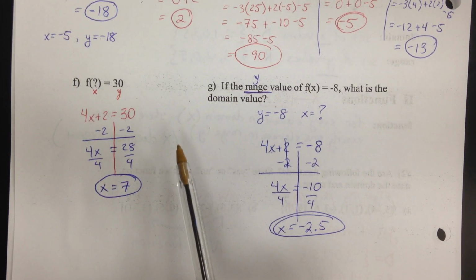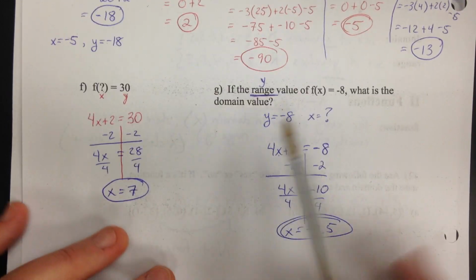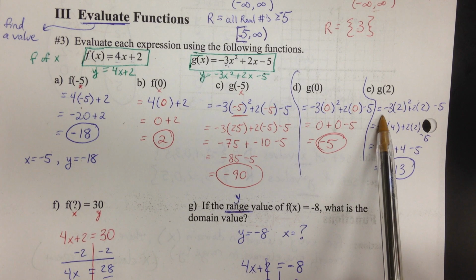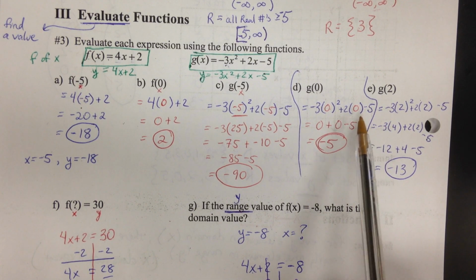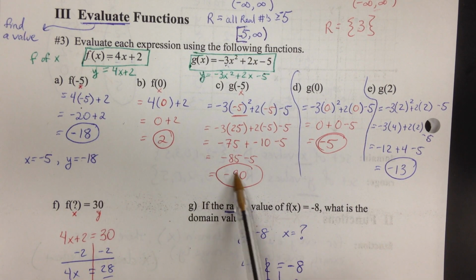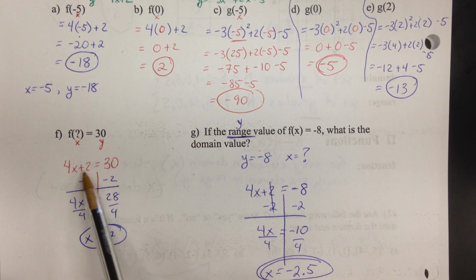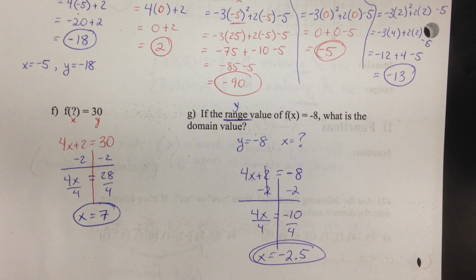The thing that's tricky is they can ask these questions different ways. Are they asking me to find x, or are they asking me to find y? In the first 4 here, or first 5 parts, they give you the x value, you plug it in, find the y value. But in part F and part G, they give you the y value, so we're going to work backwards and solve it to get x. And that is the end of part 2.